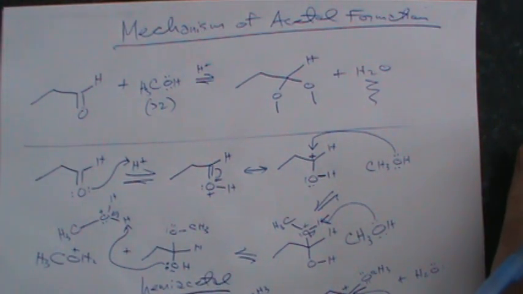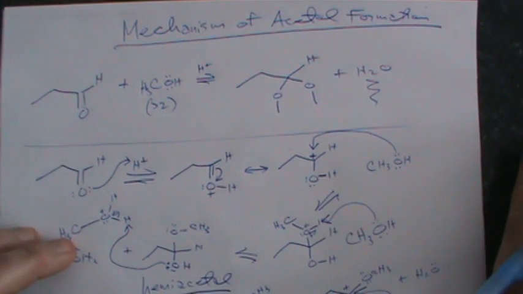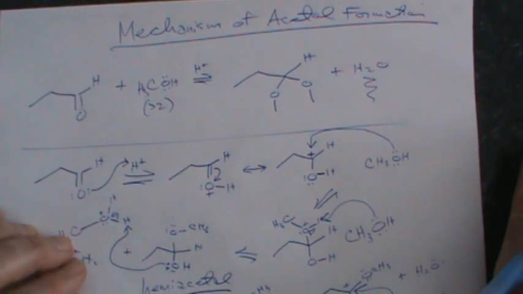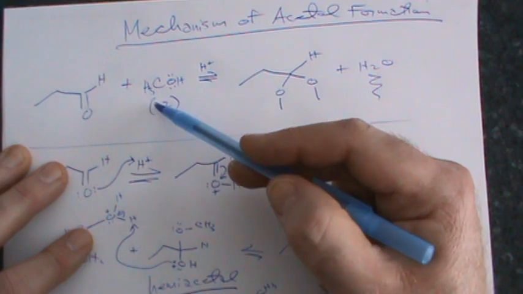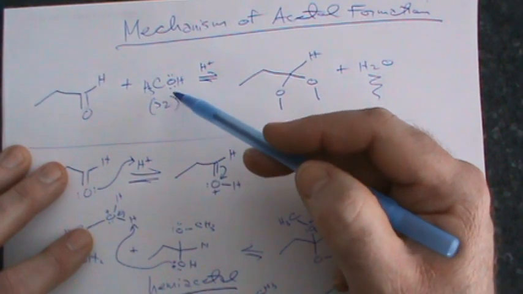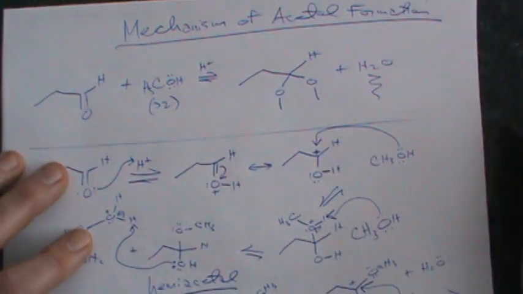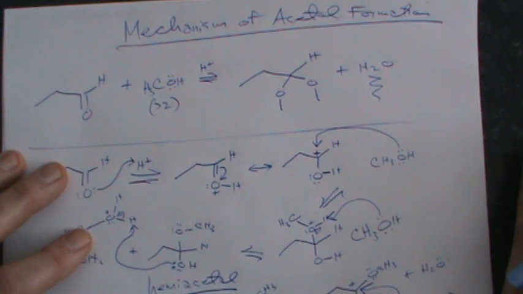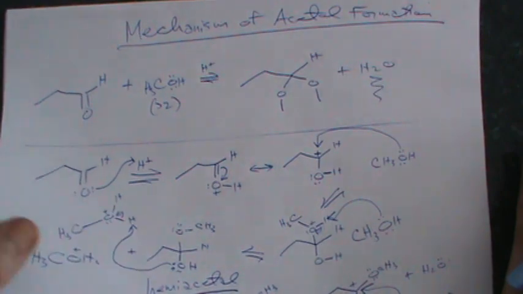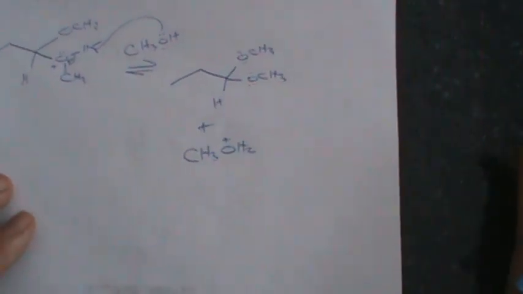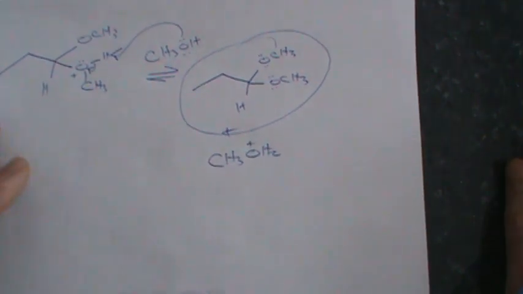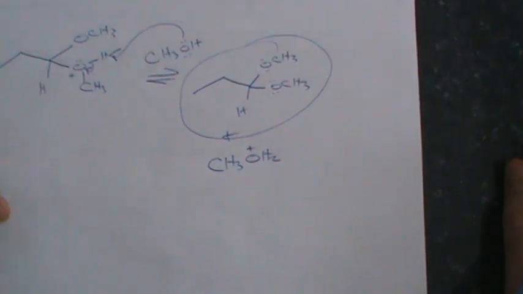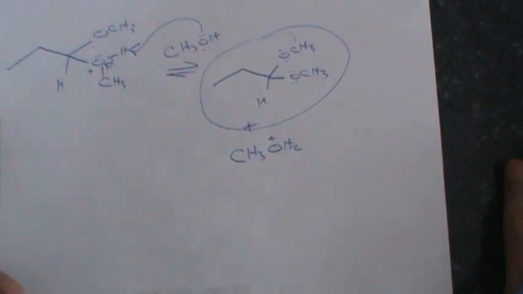We don't have a huge excess of it, so it's not as challenging to manage as if it were the solvent, for example. It's not the solvent. In all likelihood, my alcohol is the solvent. I write here greater than 2 equivalents. Being the solvent, you're going to have a massive number of equivalents. So that's how we run the reaction. At the end of the day, there's my acetal.